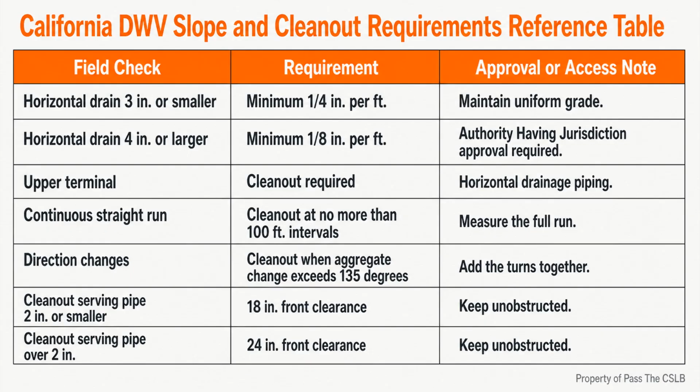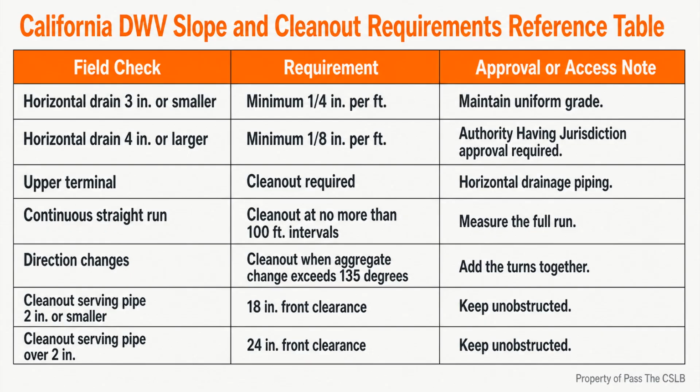Several turns can add up even when no single fitting looks extreme. The contractor reviewing the line has to consider the combined directional change, not only the last elbow installed. Access is part of compliance. A cleanout serving pipe 2 inches or smaller needs 18 inches of unobstructed clearance in front. A cleanout serving pipe larger than 2 inches needs 24 inches.